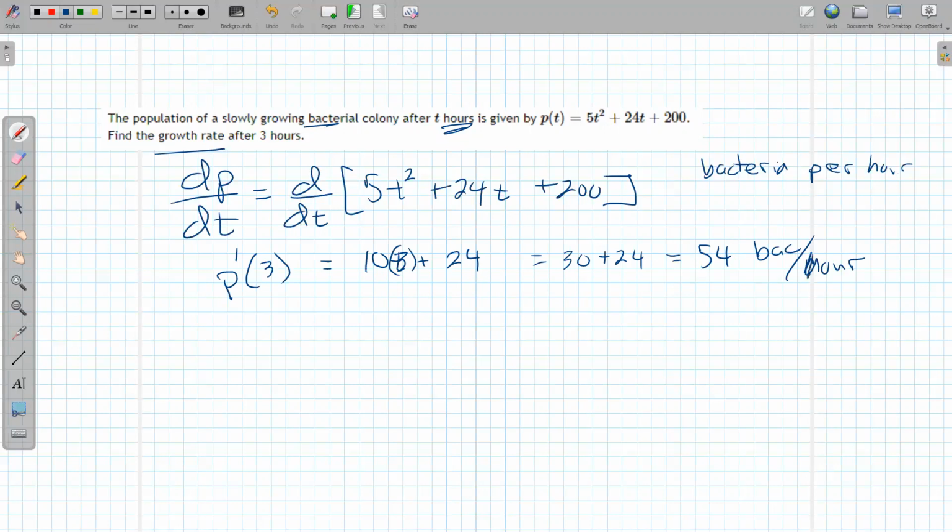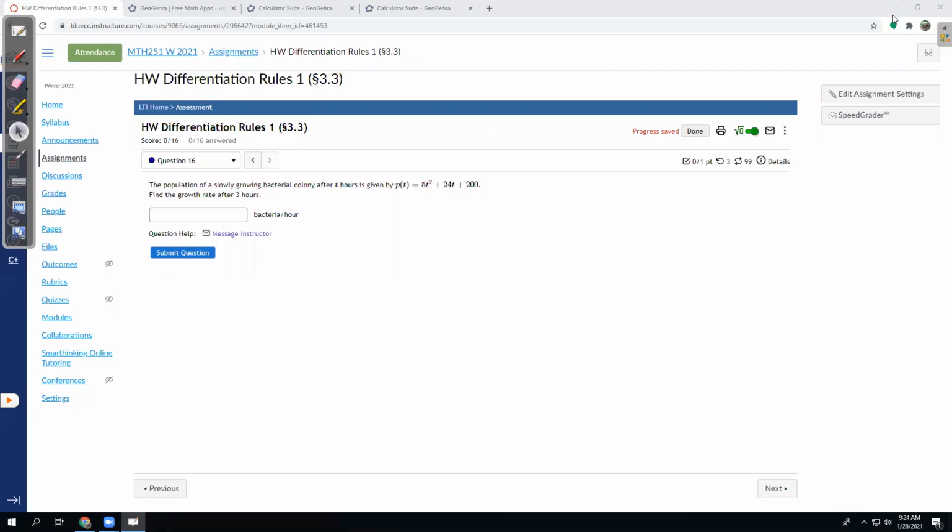So it looks like a pretty slow growing bacteria culture. I don't know, how fast do bacteria grow in general? I don't know, but I'm assuming that is maybe realistic. All right, cool. Thank you for asking homework questions. Good job.